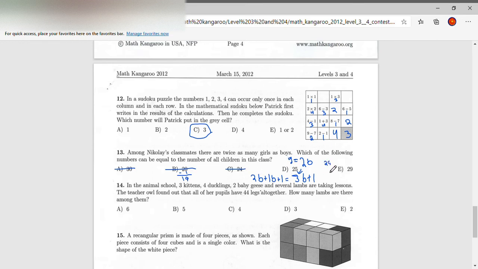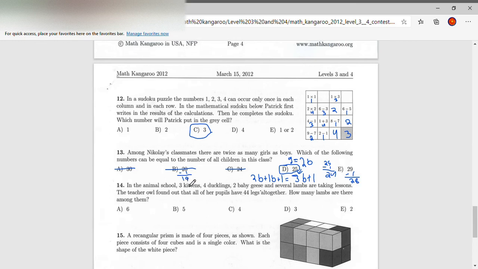So now 25. 25 minus 1 equals 24. And as we mentioned here, 24 is divisible by 3, meaning D is our answer. But let's check E, 29. So we subtract 1 and we get 28. 2 plus 8 is 10, and that is not divisible by 3, like how 1 plus 9 is 10.